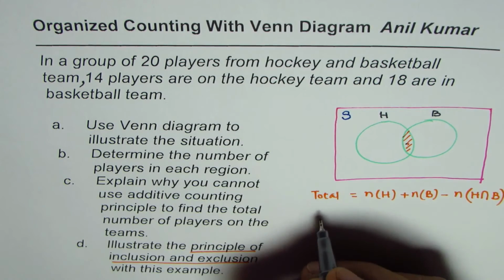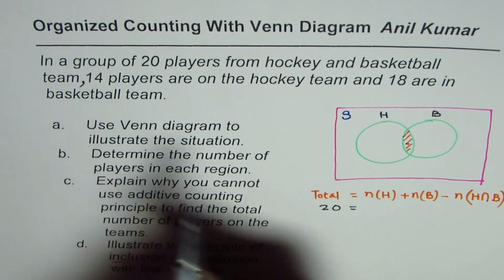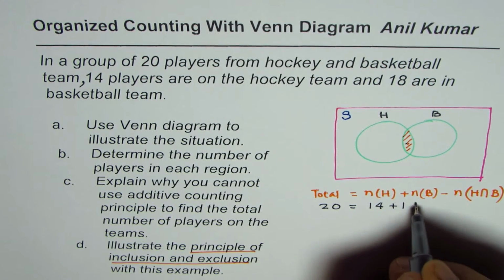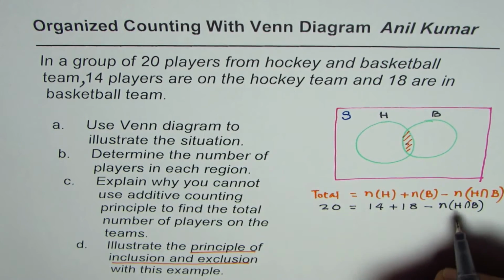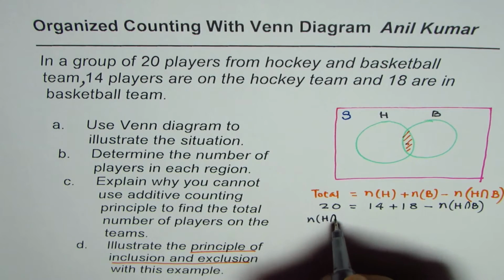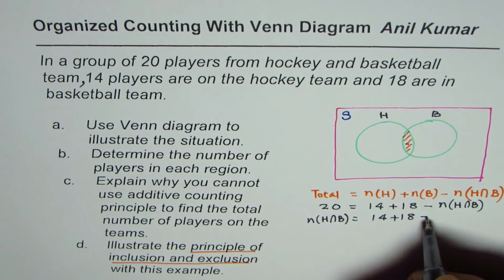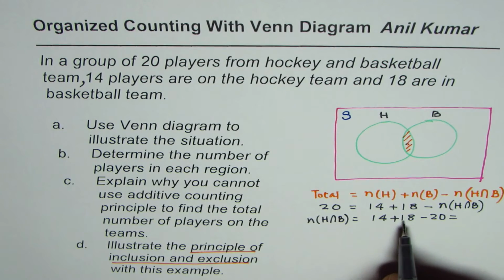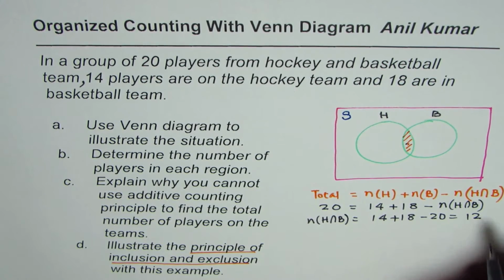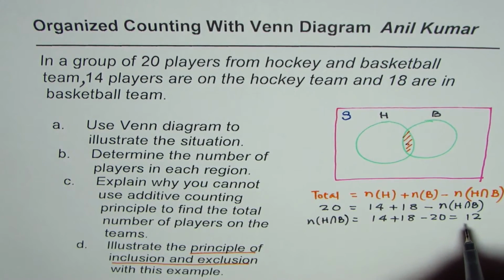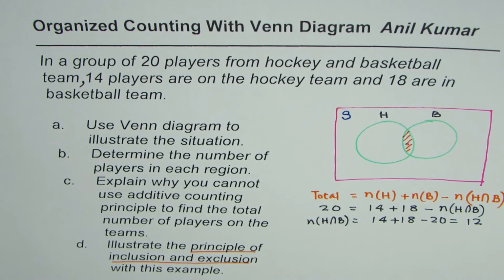We are given 20 players in all, so the total is 20. The number of players in hockey is 14 plus 18 minus the number which is common, right? So we get the number which is common as equal to 14 plus 18, take away 20, right? So 14 plus 18 is 32. 32 take away 20 is 12. So we have 12 players which are common, right? So that is how we can actually answer this question.